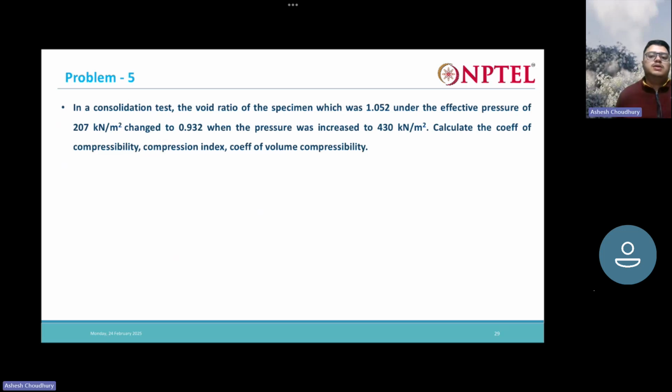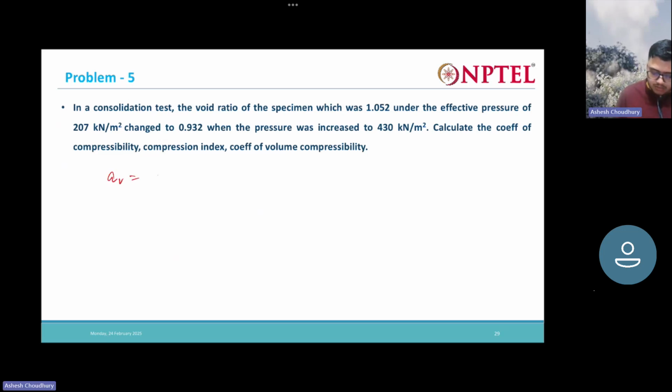Okay, now you need to calculate the coefficient of compressibility, compression index, and coefficient of volume compressibility. Now, what is the coefficient of compressibility? The coefficient of compressibility, av, is nothing but the slope of the void ratio versus the effective pressure curve, right?